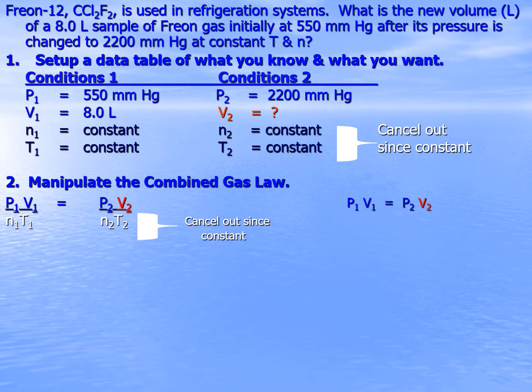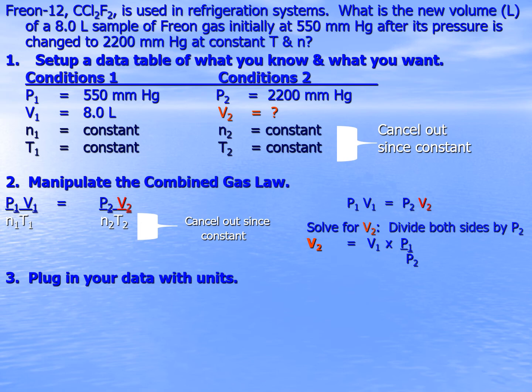We can change it around to get V2 by itself on the one side, and we get V2 equals V1 times P1 over P2. We plug in the numbers from the table, 8 liters times 550 millimeters mercury over 2200 millimeters mercury. We cancel out millimeters mercury, and we get 2 liters.